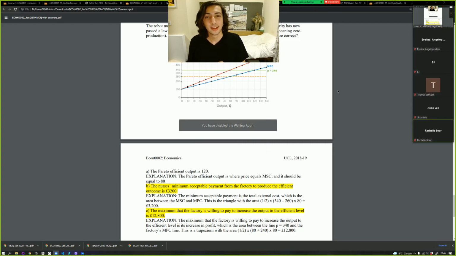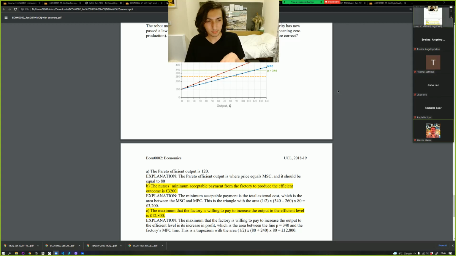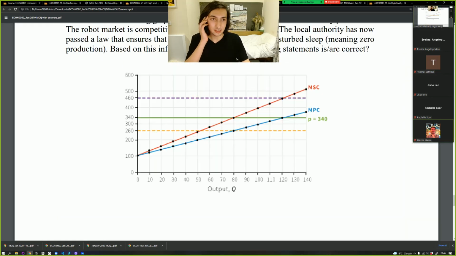Hooray! Okay. I think the main thing with this question is that not many people know the definitions of what it's asking for. So, what minimum acceptable payment is constituted by, or what the maximum you're willing to pay is constituted by. The logic behind this goes like this.